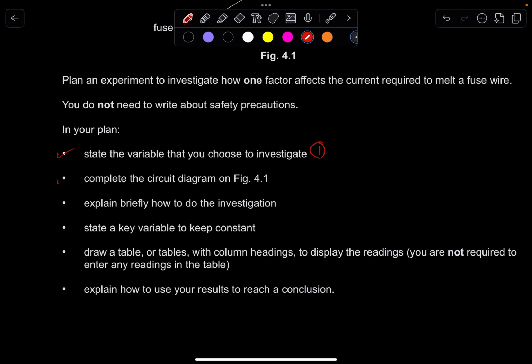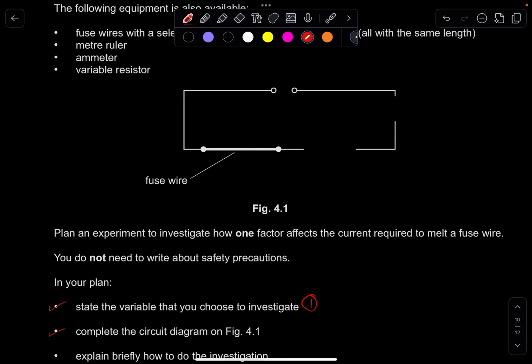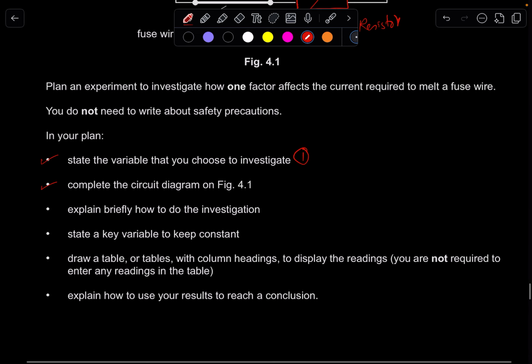The next part: complete the circuit diagram. So let's move to the circuit. I have to check the effect of current, so I have to measure that. To measure current I need an ammeter, and an ammeter is always installed in series. Then I will change the current until the wire melts. Current can be changed with the help of a variable resistor. This is the sign for a variable resistor. You will get a mark for this.